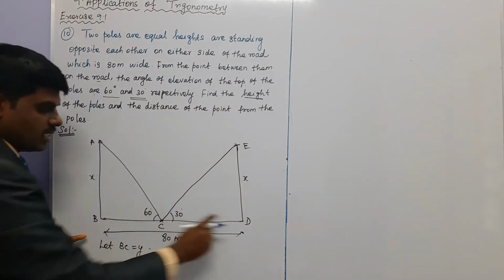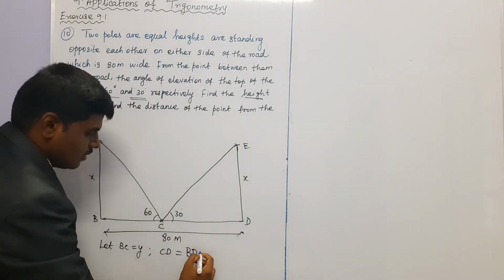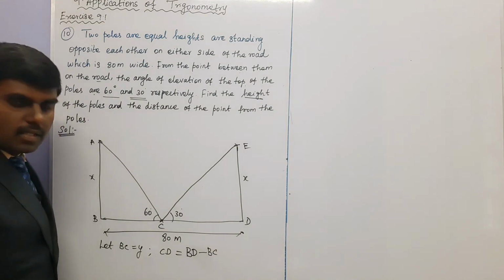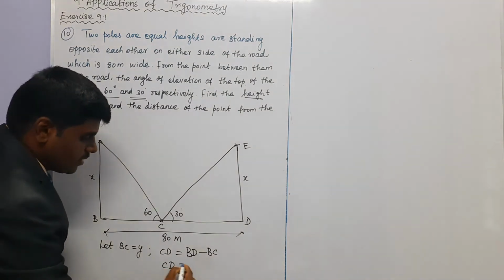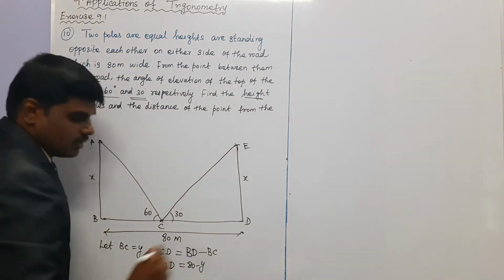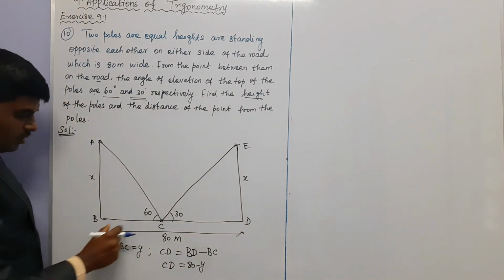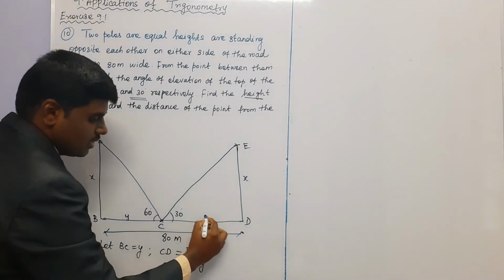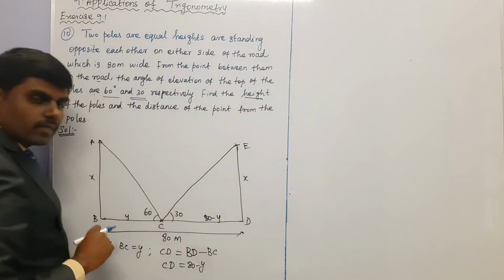Okay, the total distance BD minus BC. Is that clear? Minus BC. What is the conclusion? CD is equal to BD minus BC, that means 80 minus y. Is that clear? 80 minus y. So this distance I will choose as y, which means over here the distance is 80 minus y.